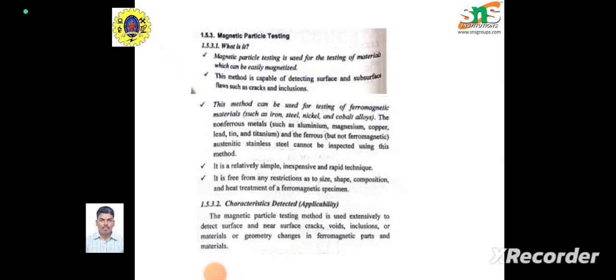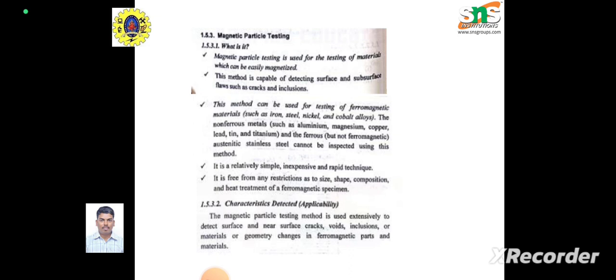Hello everyone, in this class I am going to talk about the magnetic particle testing technique. This is one of the non-destructive testing methods. The magnetic particle test method is used similarly to the magnetic leakage testing method, for ferromagnetic materials such as iron, steel, nickel, cobalt and their alloys. Ferrous materials can also be identified.